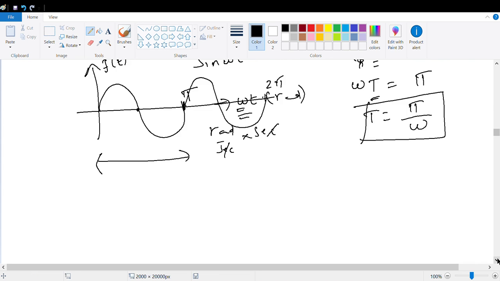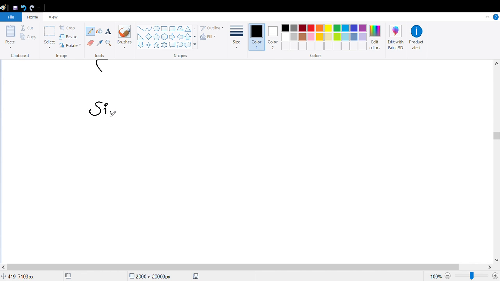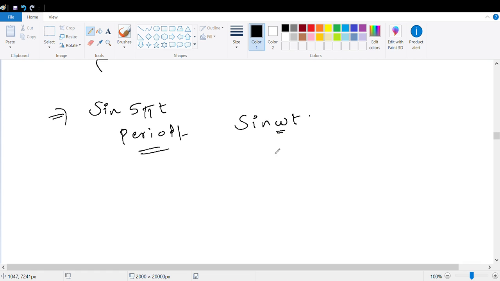Now go to this function. Suppose they have given sine 5 pi t. What is the period of this function? The basic sine function looks like this: sine omega t. Here omega is in radians per second, and time is in seconds, so it gets multiplied by t. Finally we get sine of something in radians. So how do we find the time period and frequency?